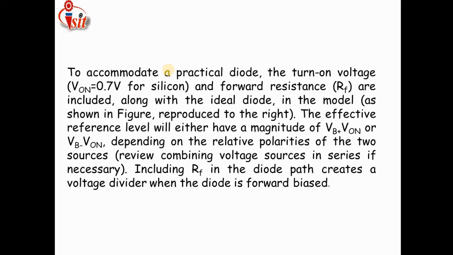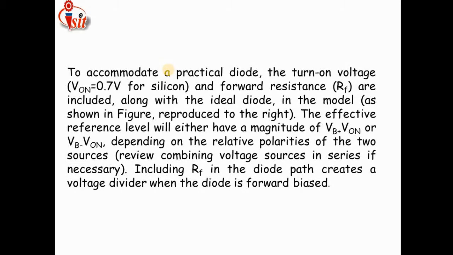In the model shown in the figure reproduced to the right, the effective reference level will either have the magnitude of a positive bias voltage, which is considered for a circuit acting as an on-state for the clipping purpose, or a negative biasing voltage, which is considered for the circuit at an on condition.